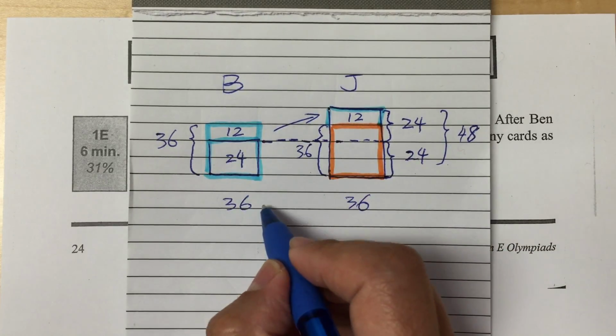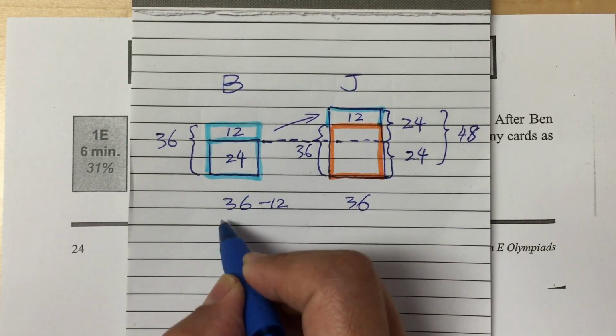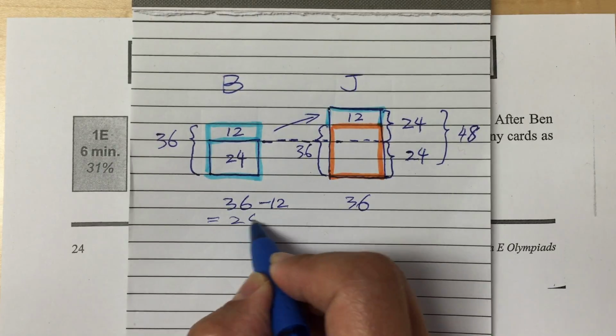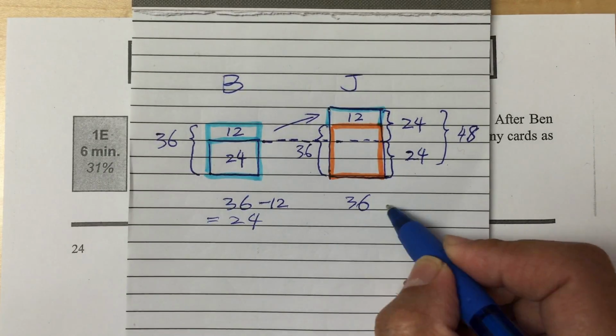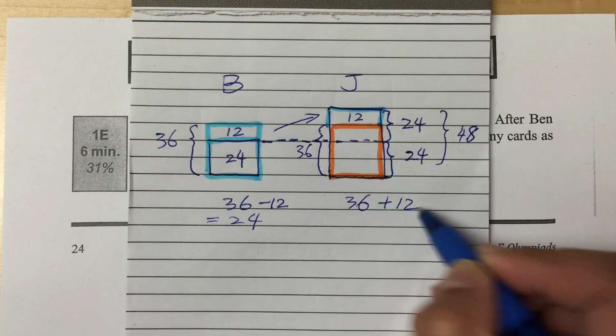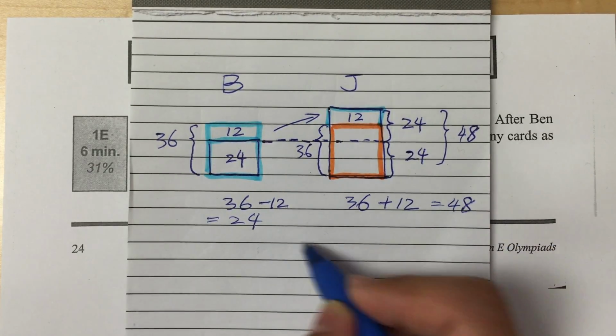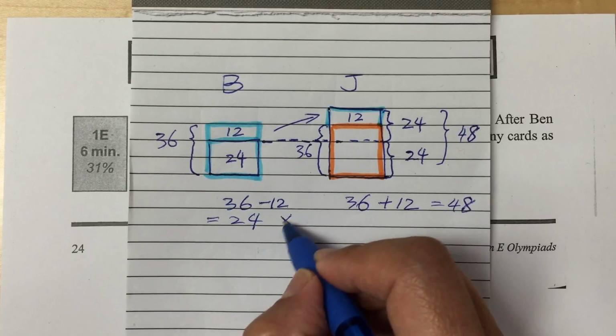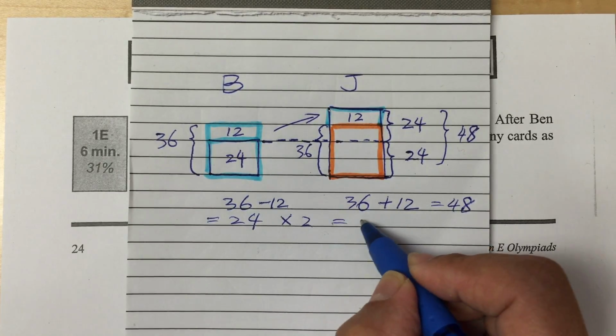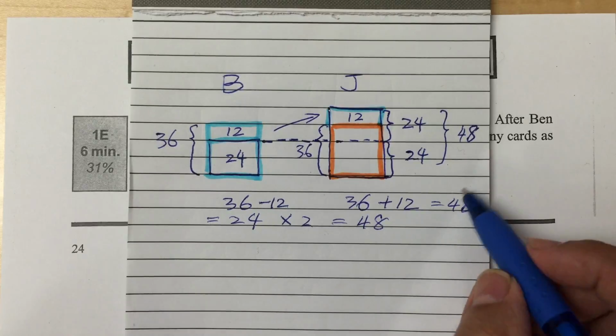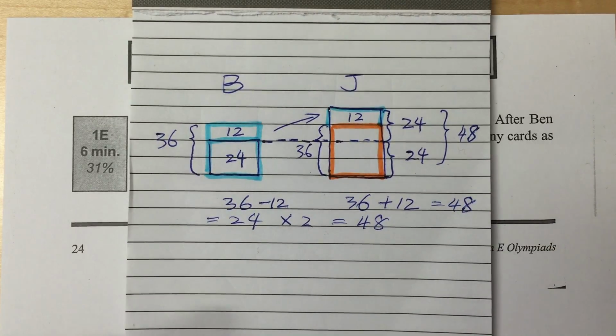Ben gave Jerry 12 cards, ended up with 24 cards. Jerry received 12 cards from Ben, ended up with 48 cards. And 48 is twice as much as 24. So our answer is correct.